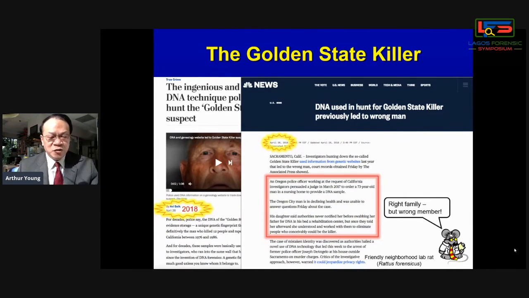So it had to have been someone who was related. It had to have been someone who was the right age. But it would also have to be someone who was living in California at the time. So what they had was the right family. They just had the wrong member of the family.